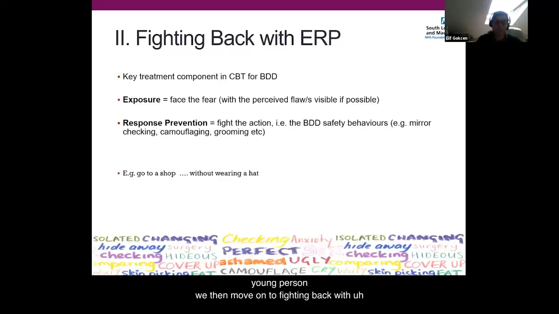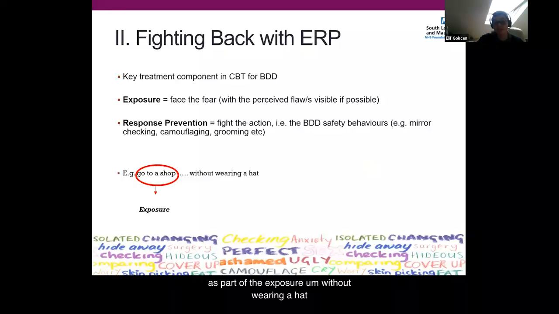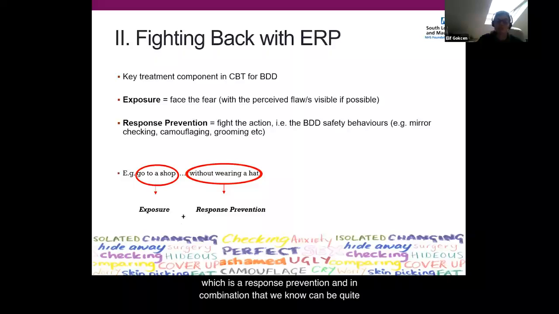We then move on to fighting back with ERP. So as you will have heard, exposure is all about facing the fear with the perceived flaw visible, if that's possible, and then preventing the action, so fighting the action and those BDD safety behaviours, things like checking, avoidance, camouflaging, for example. So a typical example might be going to the shop as part of the exposure without wearing a hat, which is a response prevention in combination that we know can be quite effective.